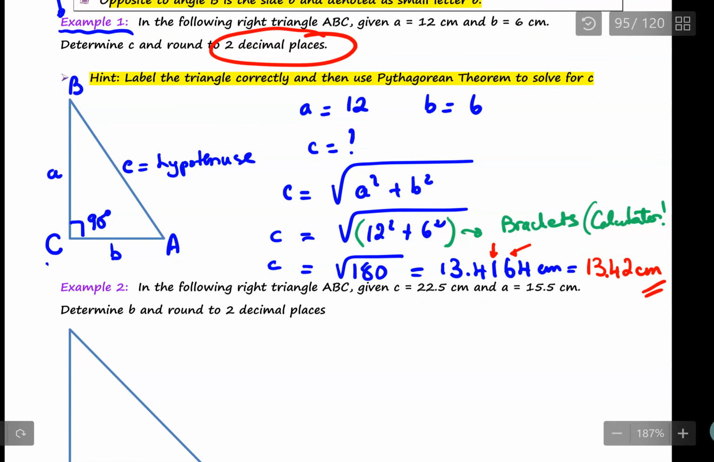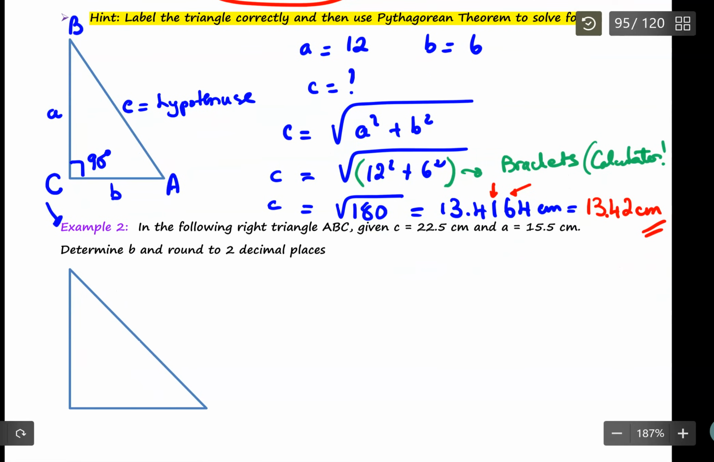So let's continue on with example number 2. In the following right triangle ABC, given C equal to 22.5 and A equal to 15.5.